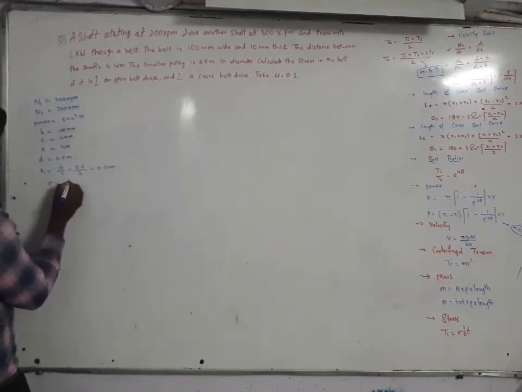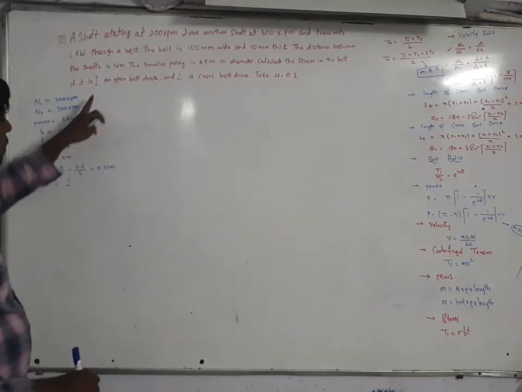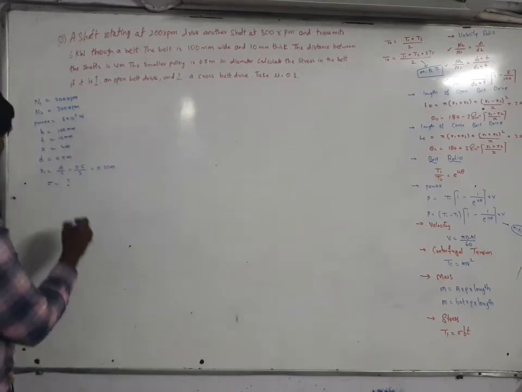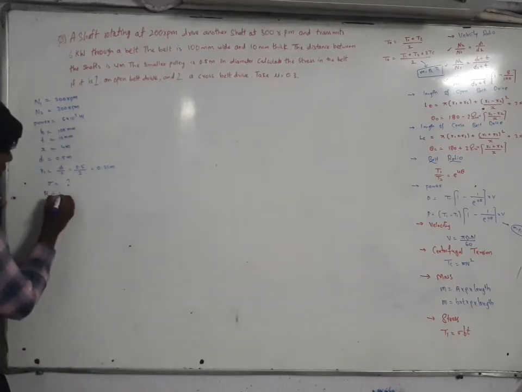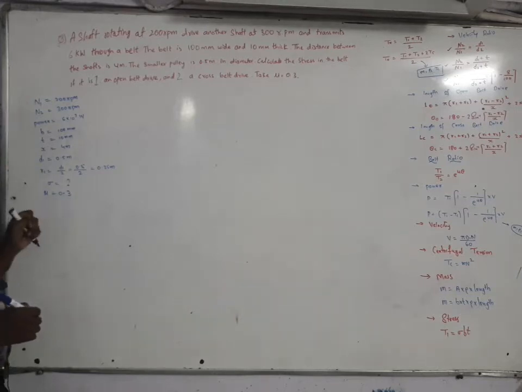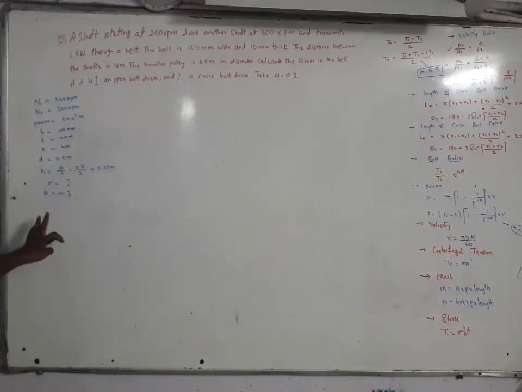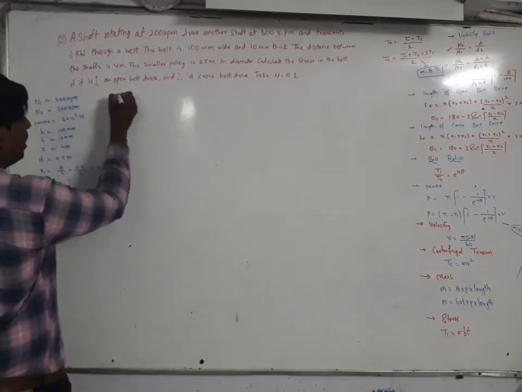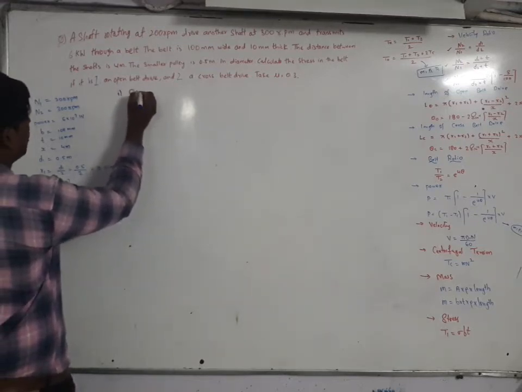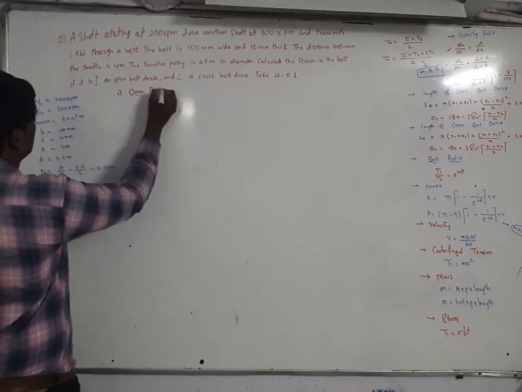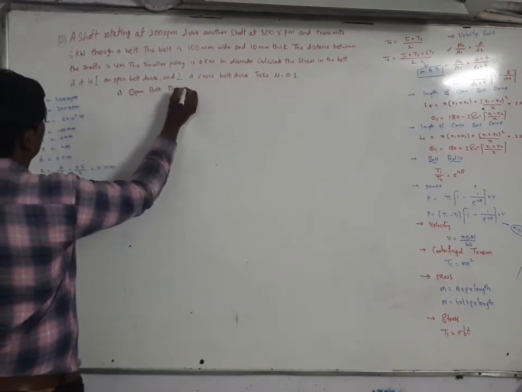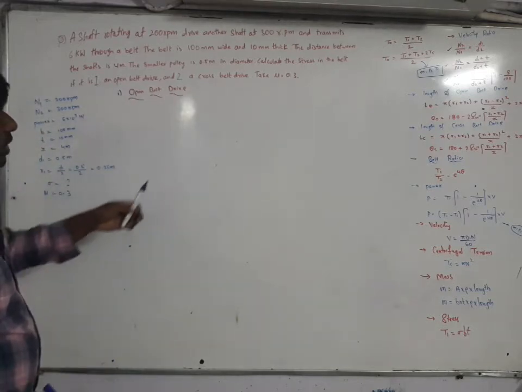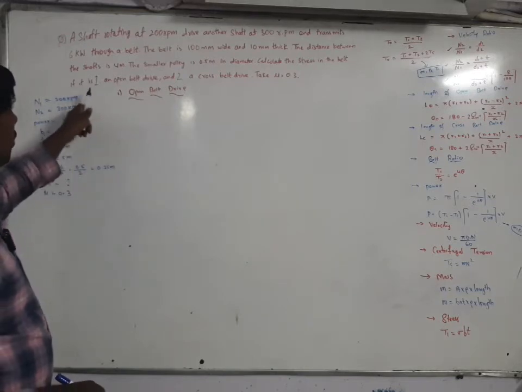Stress means you have to find out the value of sigma. First one for open belt drive, second one for cross belt drive, and mu value is given. Mu value is equal to 0.3. Now first we are finding for open belt drive. Calculate the stress in the belt for open belt drive.